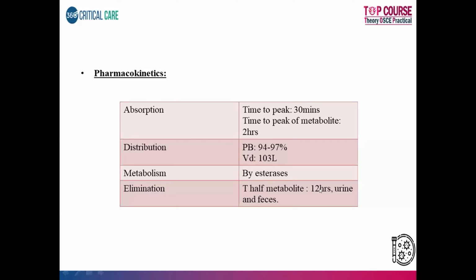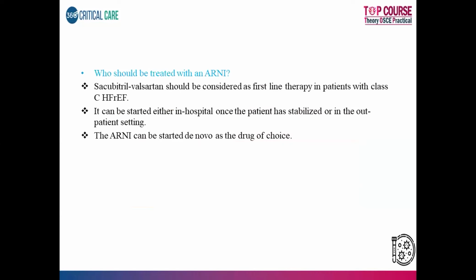Elimination T half is around 12 hours, and basically it is eliminated in urine and feces: valsartan in urine and sacubitril in feces. So this is important. Who should be treated with an ARNI? This is considered a first line therapy in patients with AHA class C, heart failure with reduced ejection fraction. These are the patients who have to be treated with ARNI.